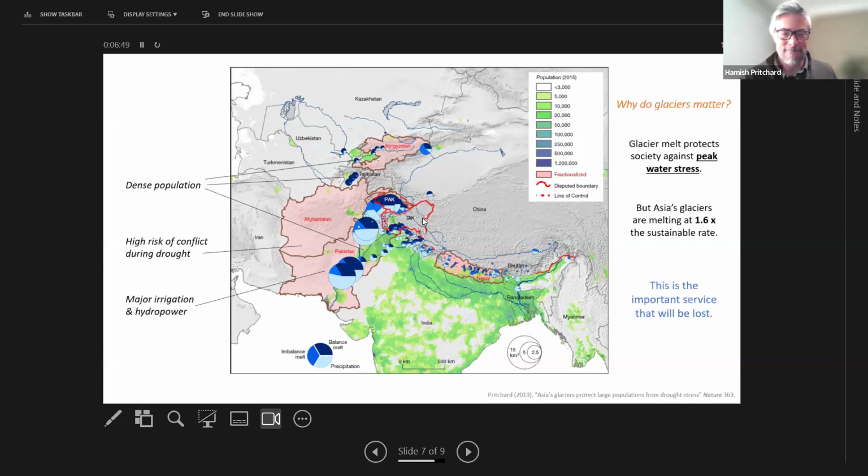Thank you. Thank you so much, Hamish. That was fascinating. It's interesting to juxtapose that to the previous talk, where there was more discussion perhaps of glaciers as a hazard, and then thinking of them now as a resource. So thank you very much.